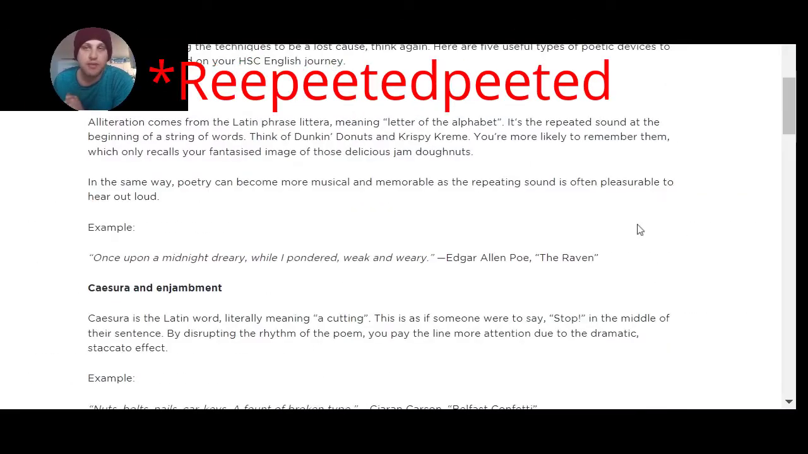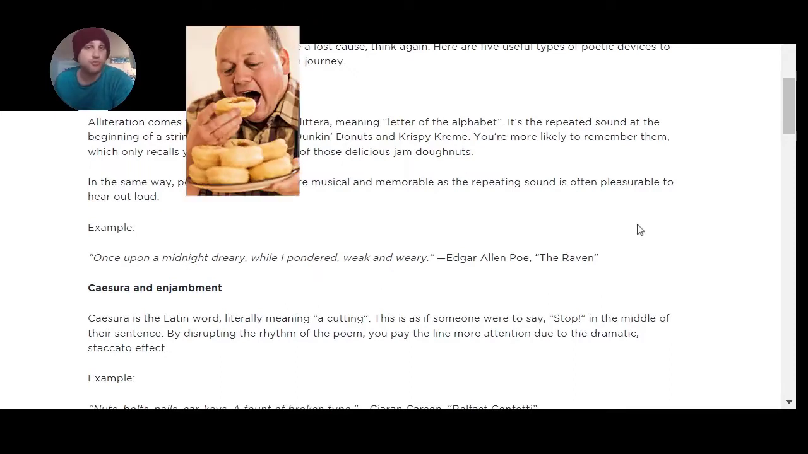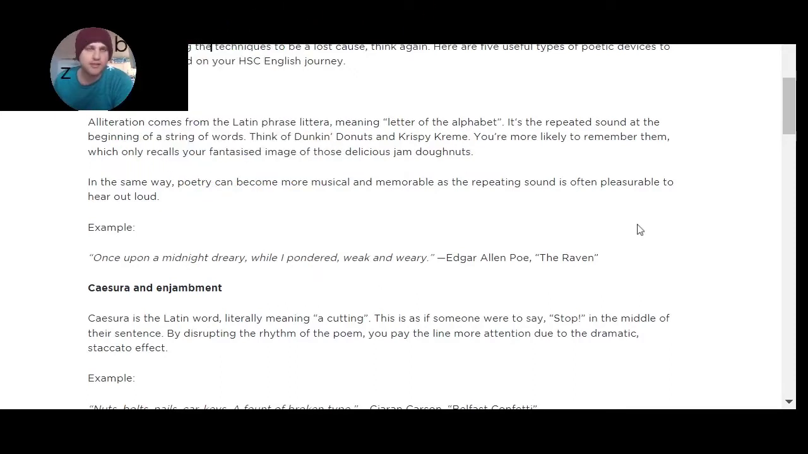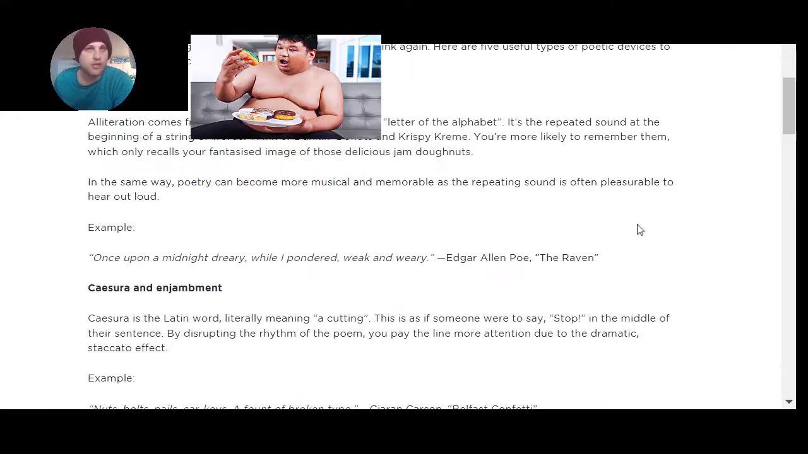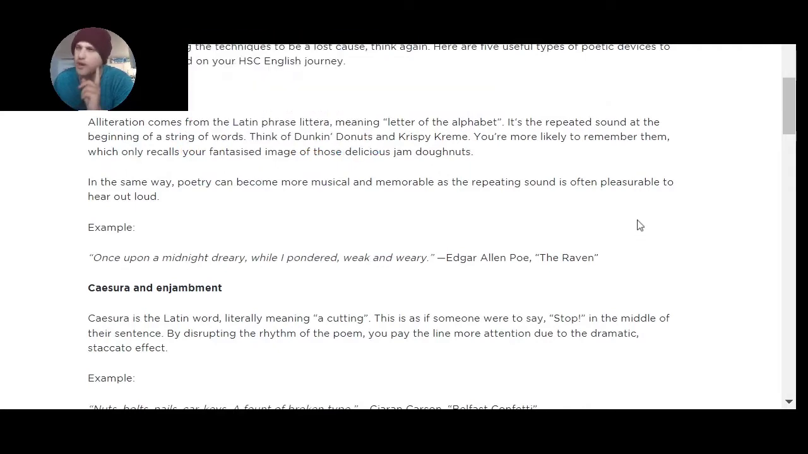Number 1. Alliteration is the repeated sound at the beginning of a string of words. Think of Dunkin' Donuts and Krispy Kreme. You're more likely to remember them, which only recalls your fantasized image of those delicious jam donuts. Let's write a poetic verse about that, shall we?